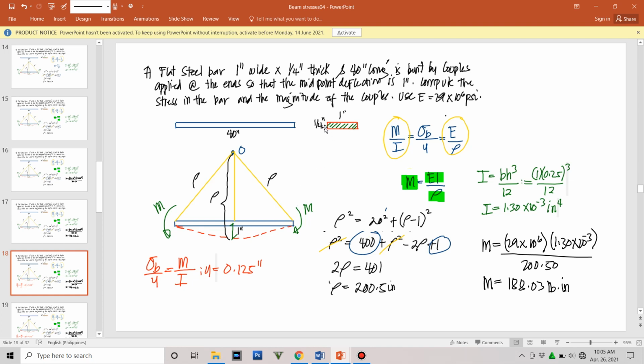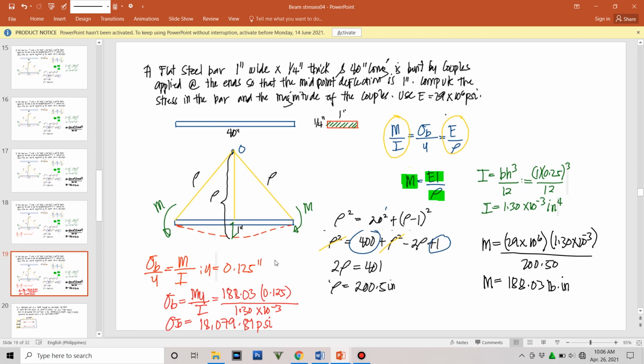So it is understood here that this is rectangular, so the centroid will just be half of the thickness. The thickness here is 0.25, so we divide it by 2, that is 0.125 inches. So by cross multiplication, this is the bending stress equation. We have Mc over I.